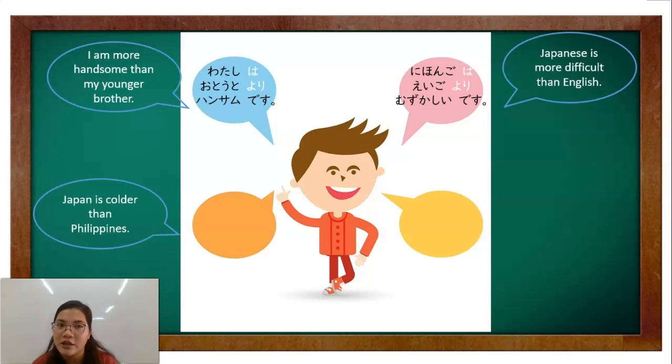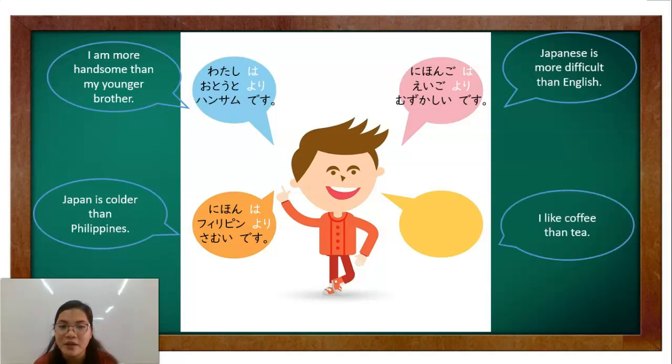How about, let's try to translate it from English to Japanese. How would you say? Japan is colder than Philippines. Okay? In Japanese, it is Nihon wa Philippine yori samui desu. Again, Nihon wa Philippine yori samui desu.